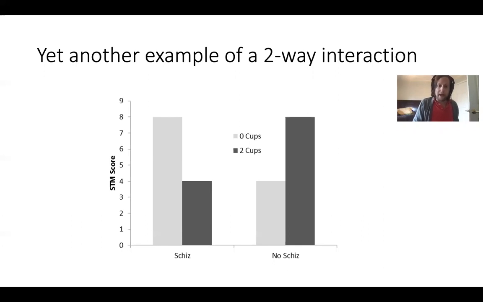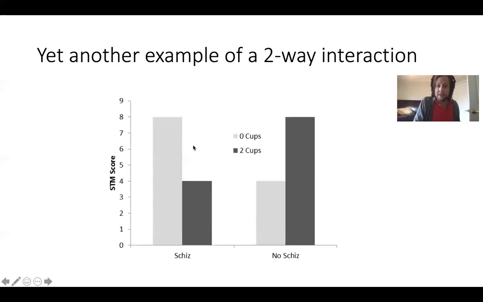Now let's go ahead. I'll do this one as well. 2 cups of coffee will do the same thing. So 2 cups of coffee, people with schizophrenia, that number is 4. 2 cups of coffee over here, people without schizophrenia, that number is 8. So 4 plus 8 equals 12. 12 divided by 2 equals 6 again. So the marginal mean for 0 cups of coffee is 6. That is the average score of people that drank 0 cups of coffee, independent of whether they have schizophrenia or not. We don't care if they have schizophrenia or not.